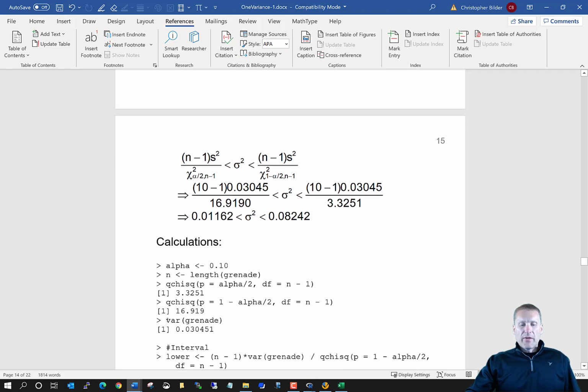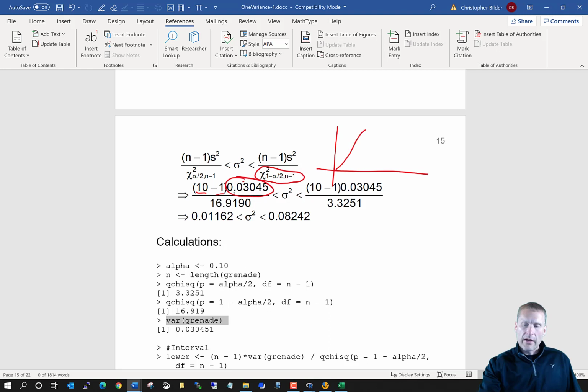Now, the variance of all the grenade values is 0.03. So I plug that into my expression for my confidence interval. Sample size is 10, so I subtract off 1. Now I need to find the corresponding quantiles from a chi-square distribution. So this chi-square value right there, what that is representing, if I draw it out, is this particular value that goes way out here. The area underneath the curve is alpha divided by 2 there. 1 minus alpha divided by 2 to the left of it.